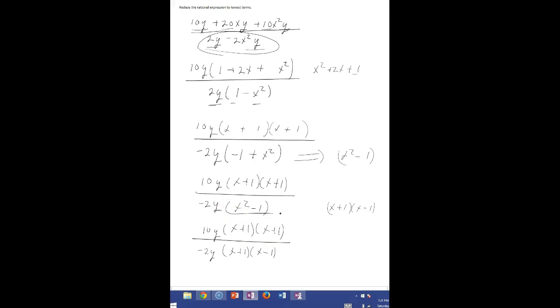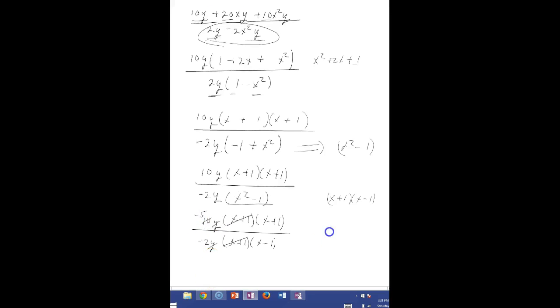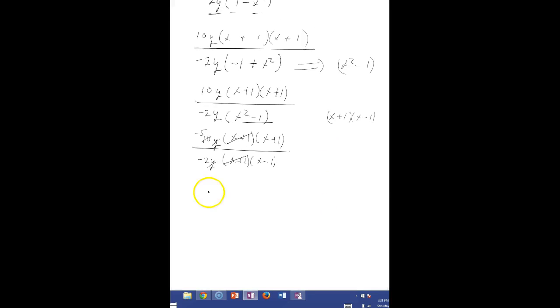Okay, let's see what can divide out now. We have an x plus 1 that divides out there. We have a negative 2y that will go into 10y. The y's divide out. Negative 2 goes in there 5 times, so it'd be negative 5. So we end up with, I'll slide this up a little bit, negative 5 times x plus 1 all over x minus 1. And there is our solution.